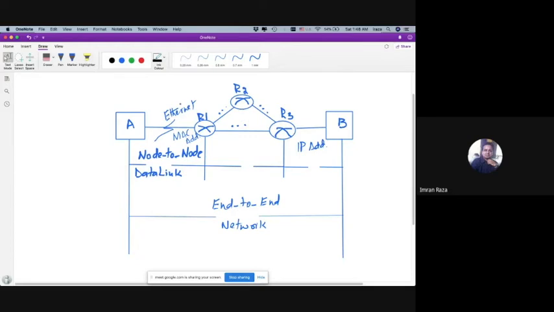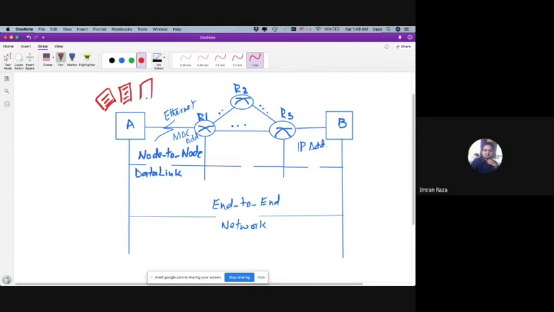So I can reach to other machine using what? Using IP address. But reaching to other machine is not enough. Why? Because at any machine in the network, there are different processes going on.